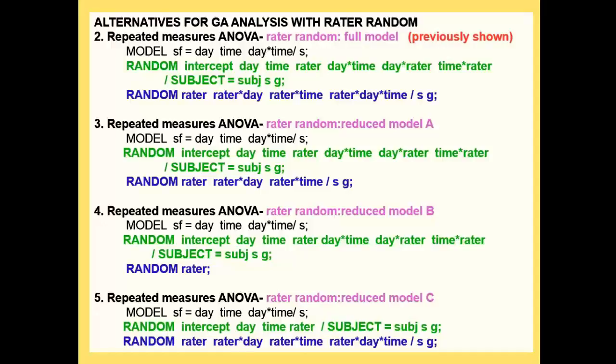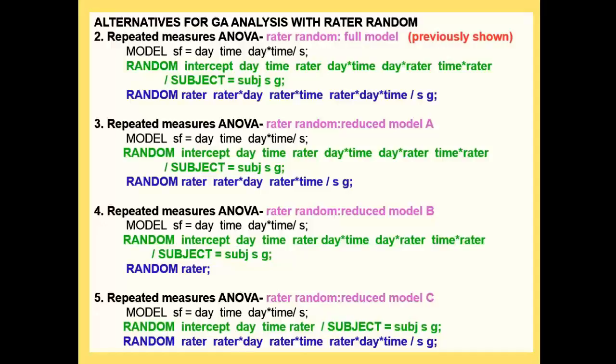Because you see this thing number 2, it says repeated measures ANOVA rater random. One of the things you're being asked to do for the homework assignment for next week is to take this gaze angle data set and assume rater's fixed, run the model. Assume rater's random, run the model, and get some estimates and draw some conclusions about whether there's an effect of day, time, and rater or their interaction.